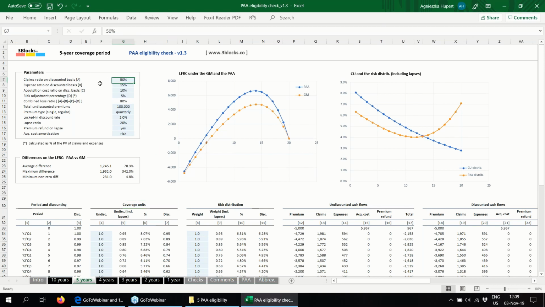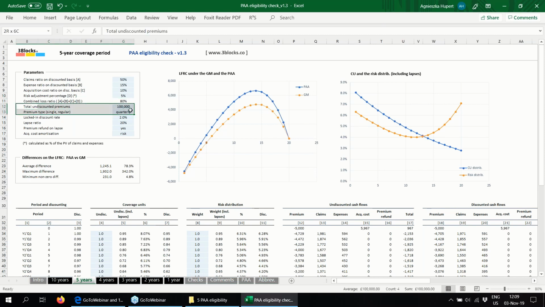First, the first parameters define your outflows. So you can set up claim ratio, expense ratio, acquisition cost ratio. Then you need to set up what is the risk adjustment. The way we modeled risk adjustment here is it's a proportion of PV of claims and expenses. So what you need to set up in the parameters is what is the proportion.